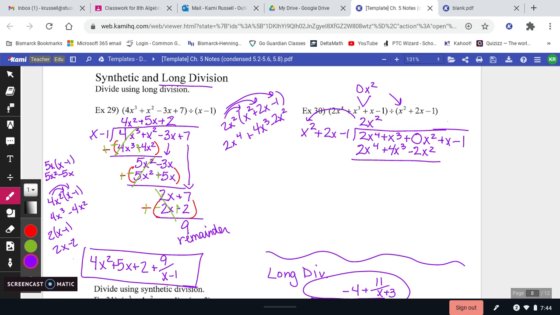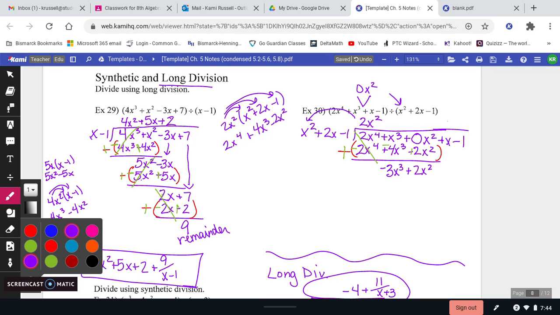This is going to get subtracted. So I'm going to subtract this. I'm going to change my signs. So this is going to go plus, negative, negative, plus. Again, those first terms should be opposites. They're going to cancel each other out. Now, x cubed plus a negative 4x cubed, that's going to be a negative 3x cubed. 0 plus 2, so that's a 2x squared. And you're going to bring down your next term. You're going to bring down an x.